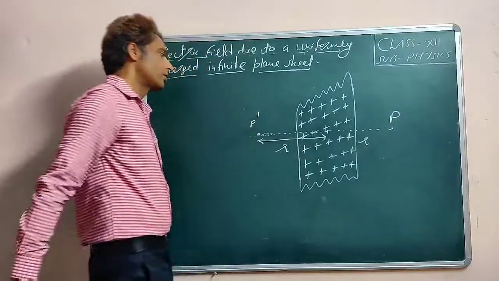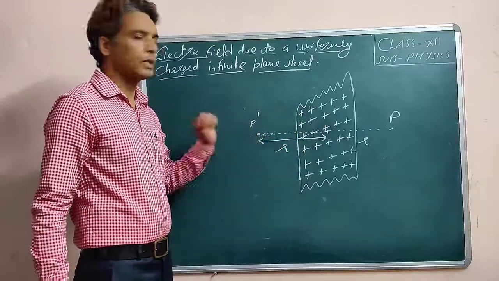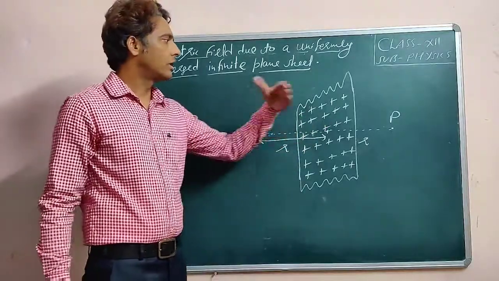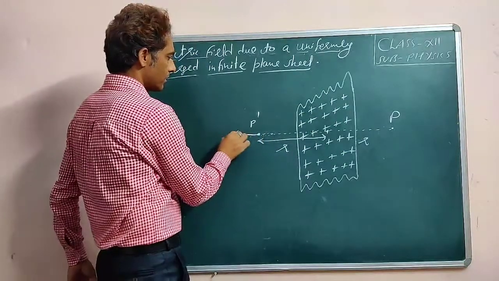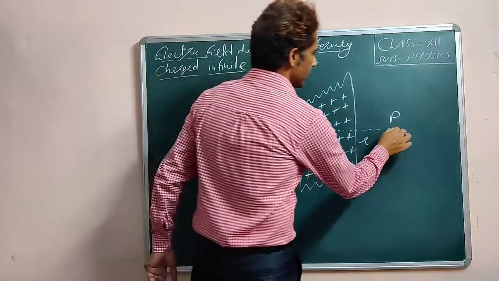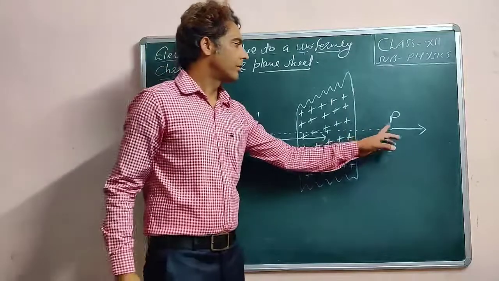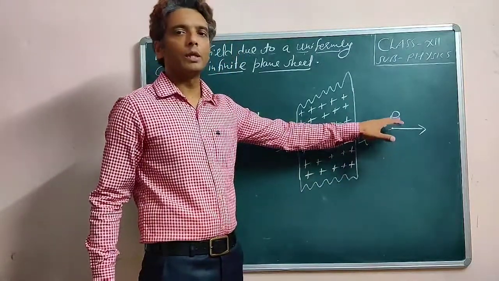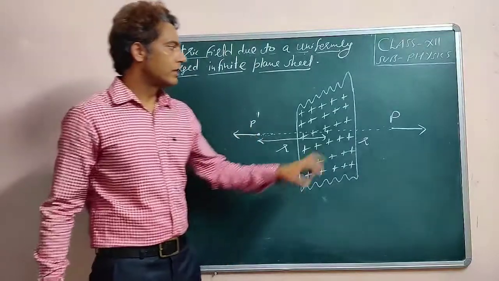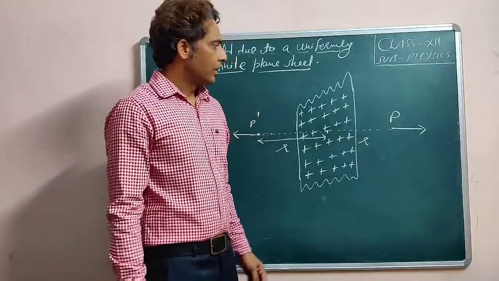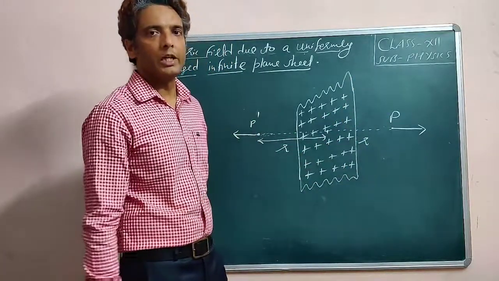So at this point also the magnitude of electric field intensity due to this sheet will be the same, but the direction is opposite. Direction will be toward left, and in this case direction will be toward right. So let the magnitude of electric field intensity at this point be E. So electric field at this point will also be E. So by symmetry you can see the Gaussian surface through this point should be cylindrical in shape.